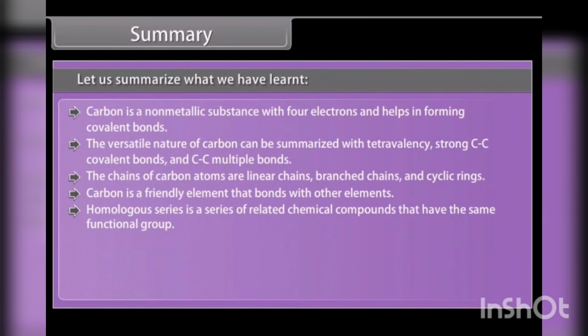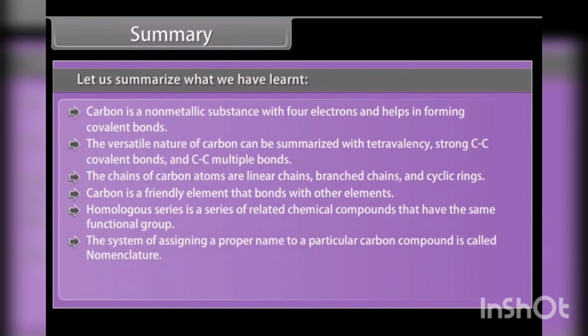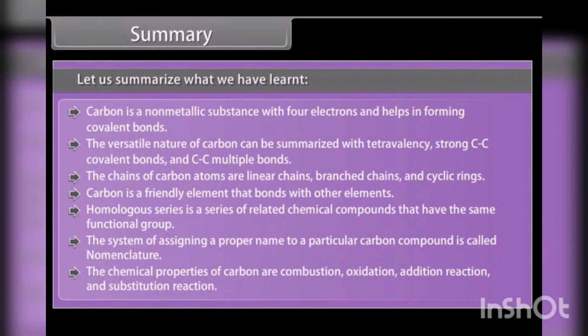A homologous series is a series of related chemical compounds that have the same functional group. The system of assigning a proper name to a particular carbon compound is called nomenclature. The chemical properties of carbon are combustion, oxidation, addition reaction, and substitution reaction.